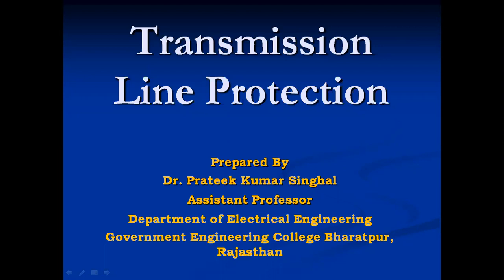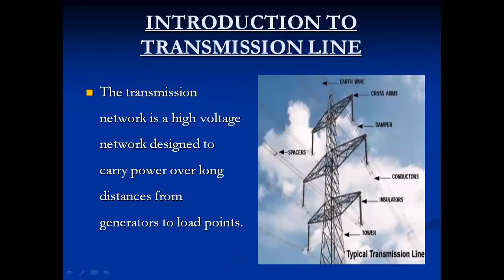The subject code is 8EE3A. So, transmission line. What is a transmission line? A transmission line is a high voltage network designed to carry power over long distances from generators to the load points. As we all know, the power is generated at a very far end, so we have to transfer that power from that point to the load points. For that purpose, we need transmission lines.